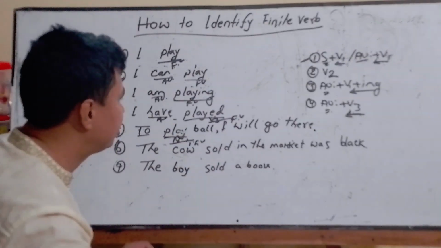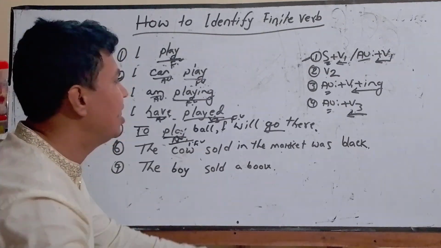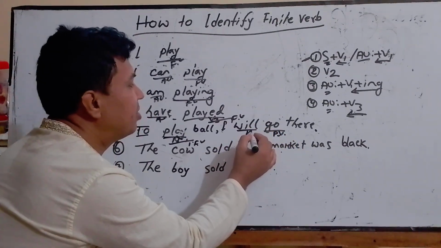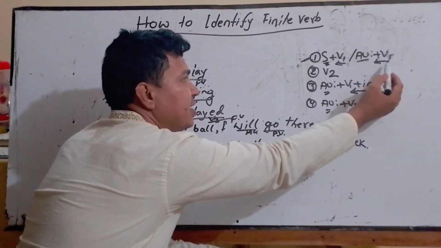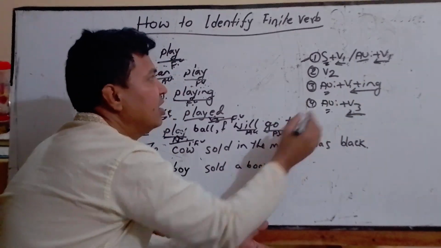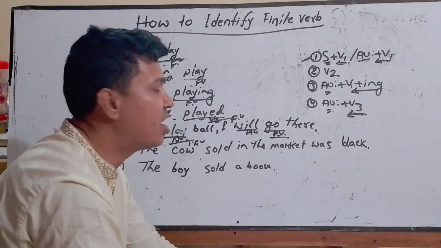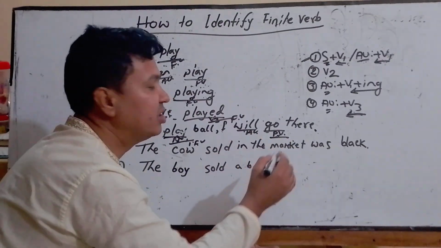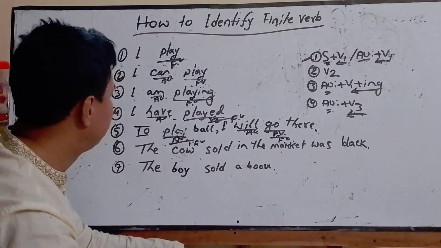This is a non-finite verb. And there is also a verb. "Go" is the principal verb, and before "go" there is an auxiliary verb. And "go" is the principal verb, verb 1. If you find any V1 and there is an auxiliary verb before the V1, then the V1 will be a finite verb. That's why "go" has become a finite verb in this sentence, because the auxiliary verb "will" has been present before the principal verb.